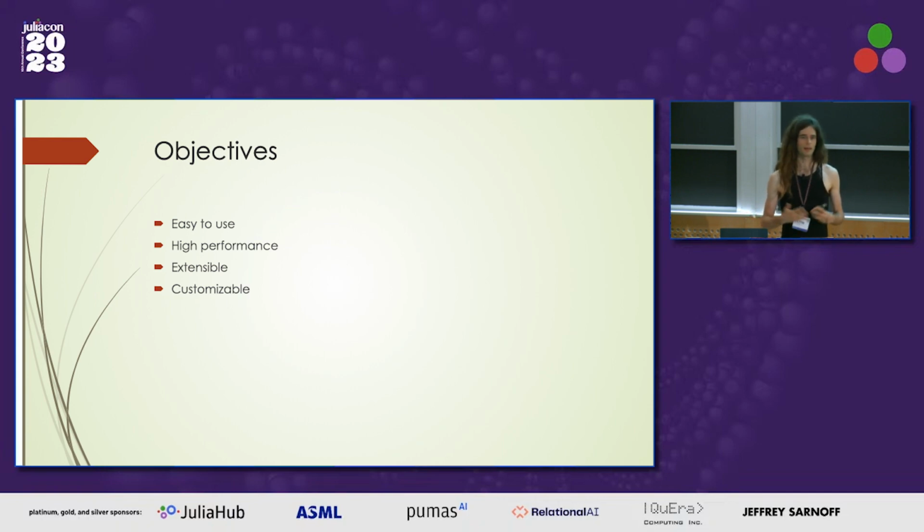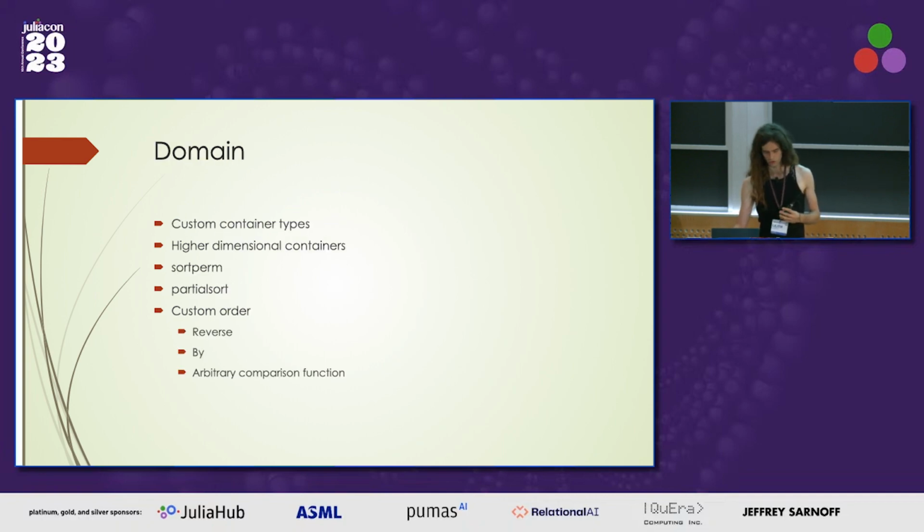If you have a package that defines certain structures or data types, whether it's a collection or an element type, then you want it to be able to be more efficient. It should be extensible. So there's actually a lot of things that we can do with sorting. The domain space for this design is pretty broad. We want to support custom container types. We want to support higher dimensional containers.